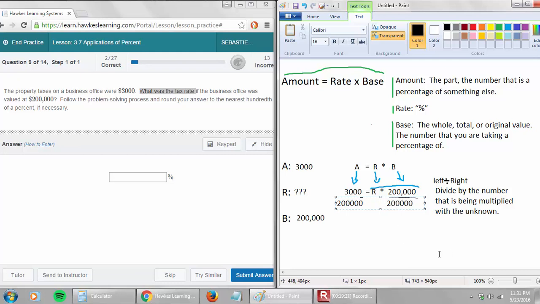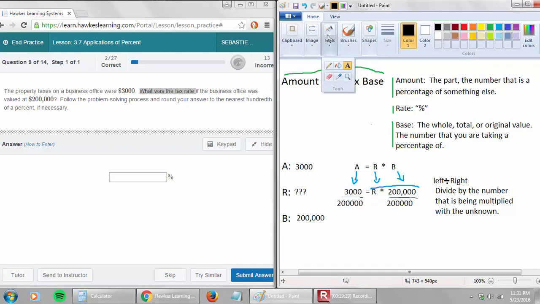If you don't feel comfortable using a fraction bar for division, it is perfectly okay to write a little division symbol here instead. But you're going to want to start getting comfortable with the fraction bar for division because it actually makes things a bit easier. Now the whole idea here, and we're going to get into this in more detail next week, is that that's just going to cancel out. So I'm going to have R on the right side and 3,000 divided by 200,000 on the left.